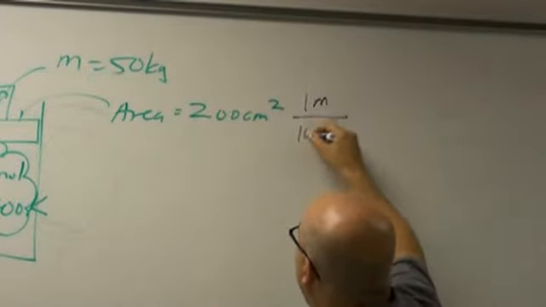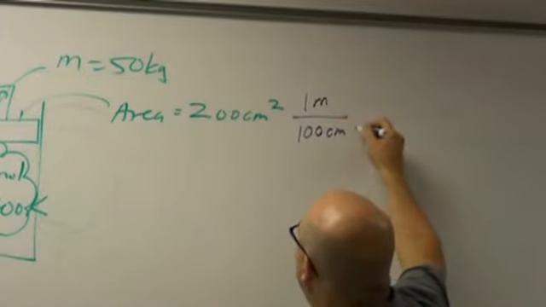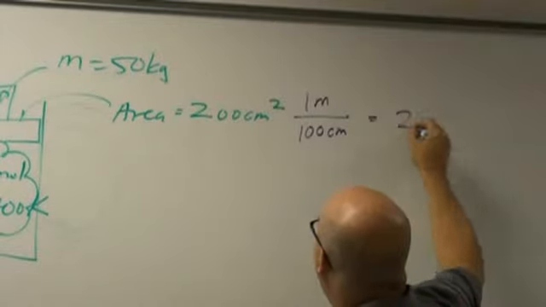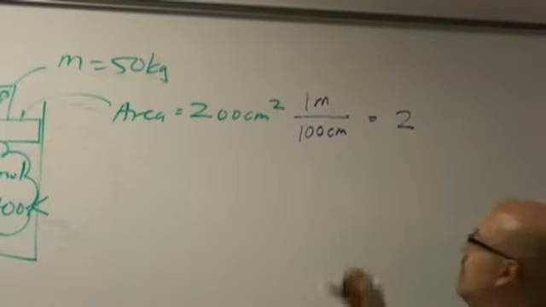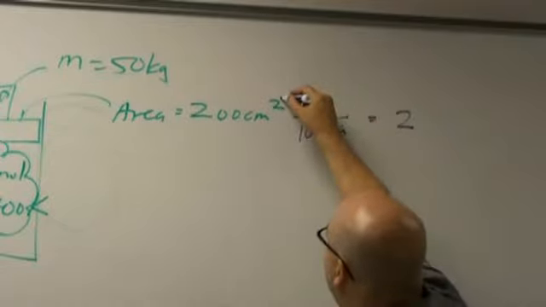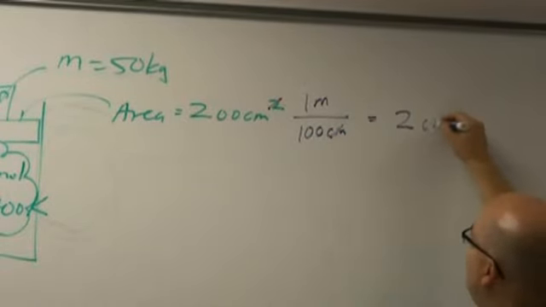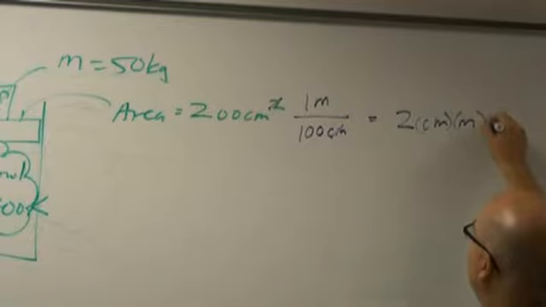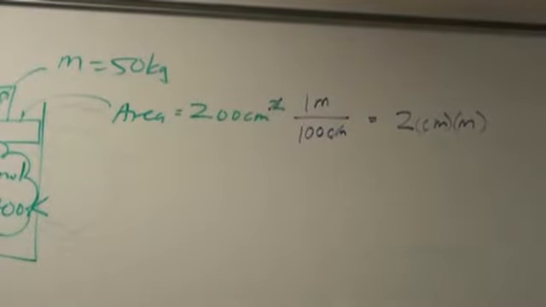1 meter, 100 centimeters. That gives you 2. You are correct. But what units? Yoink, yoink. Leaves you with centimeter, meter.